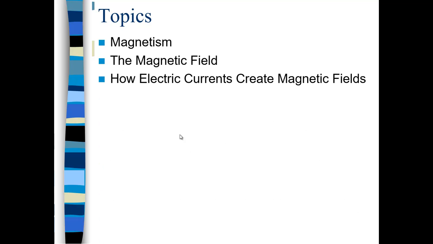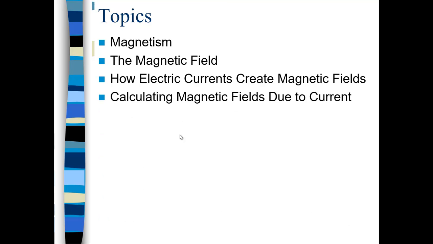our topics are magnetism, the magnetic field. There's a magnetic field just like there is an electric field. And then we'll talk about the relationship between electric current and magnetic fields. And then we'll be able to do some calculations. We'll be able to calculate the magnitude and direction of the magnetic field that is created due to current passing through a wire.